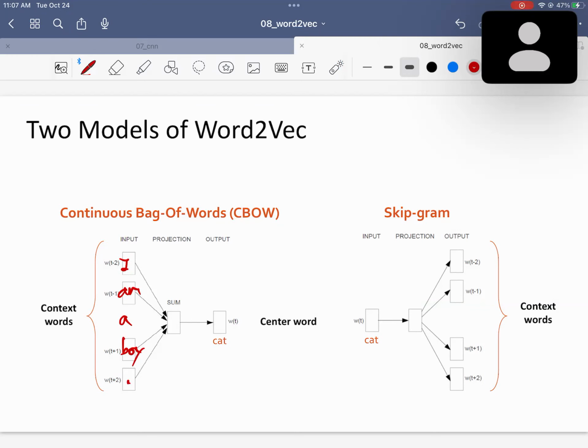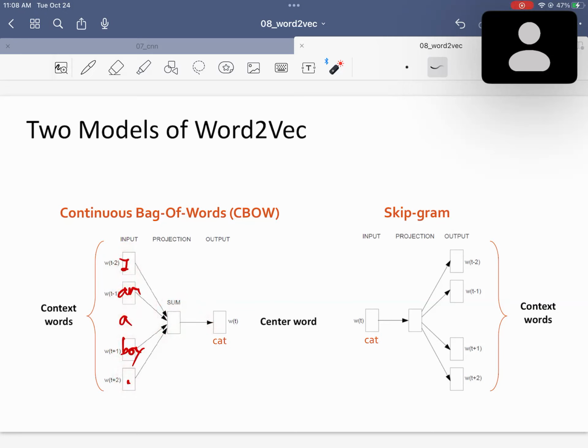If this is your sentence, and we can already speak English proficiently, then given the context I, am, boy, dot, you should be able to predict the center word A. So that is why the CBOW algorithm converts each of I, am, boy, dot into a vector form: an I vector, am vector, boy vector, dot vector. You sum them up, you have a summed up vector, and based on this, you want to predict a vector. So that is the gist of CBOW.